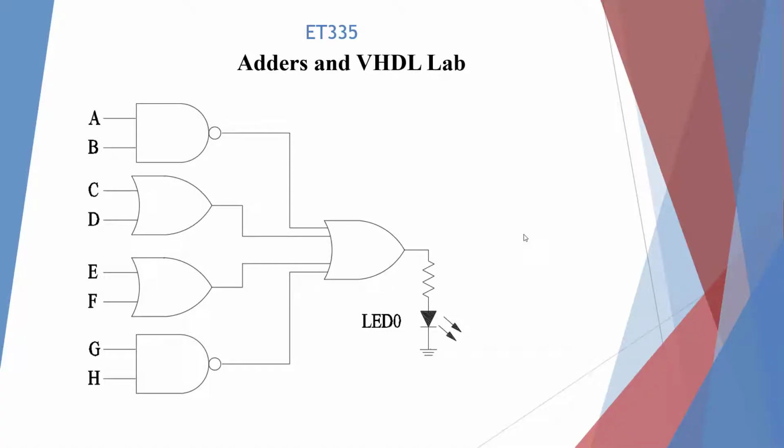Okay, here's our next logic circuit we need to do, so let's convert it to a Boolean equation. Our first one would be A times B bar. This is going to be C plus D. This is going to be E plus F, and this is going to be G times H bar. And they're all going to be added up through our OR gate.